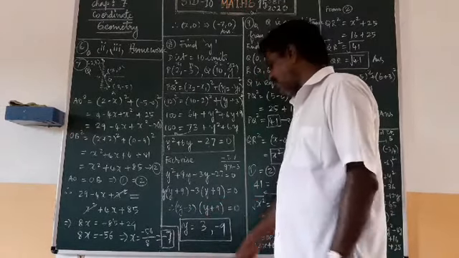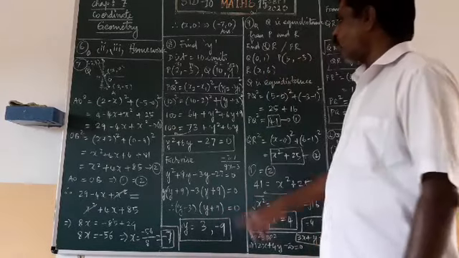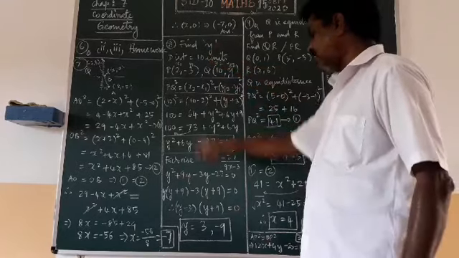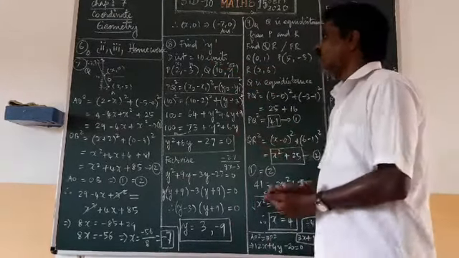Then if you are equating, the y value will be 3 or minus 9. So find the y coordinate of the point there: 3 or it might be minus 9. That is your 8th question.